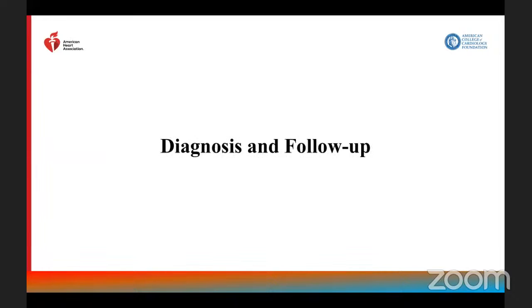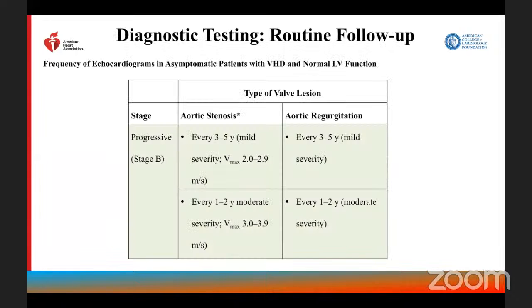For diagnosis and follow-up, the frequency of echo in asymptomatic patient with valve heart disease and normal left ventricle function, in patient stage B for aortic stenosis, and also aortic regurg, it's going to be every 3 to 5 years as the patient has mild severity of the disease. And for patient with moderate severity, they will go for every 1 to 2 years follow-up assessment with echo.